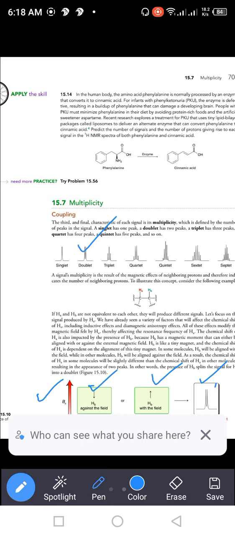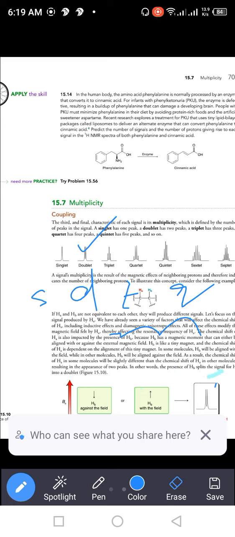Sometimes doublet is represented in abbreviated form as d, and singlet is abbreviated and written s, triplet is small t, and hence quartet and quintet are represented by q. And if we write multiplet, it is represented by small m. This is the case of splitting of a signal, how signals are split into peaks.